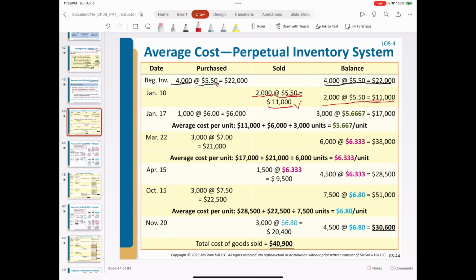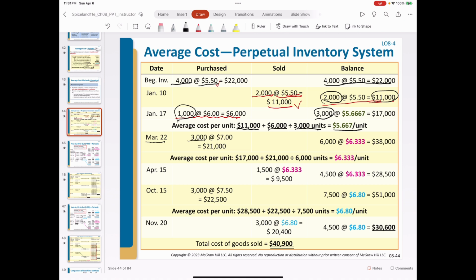Then there's the first purchase on January 17th. This purchase is 1,000 units at $6, so $6,000 value. After this purchase, the balance of inventory is now 3,000 units. Remember, 2,000 left, 1,000 purchased. Now total 3,000 units. And the average is calculated using 11,000, which was the balance after the first sale, plus the value of the first purchase, that's 17,000, divided by the total number of units, 3,000. So the average is $5.667 per unit.